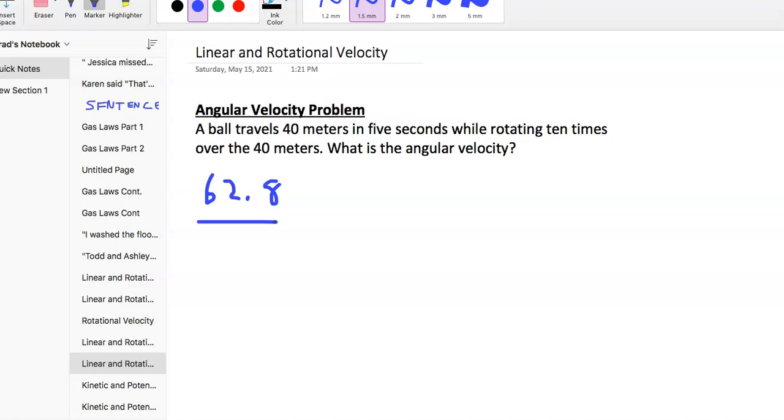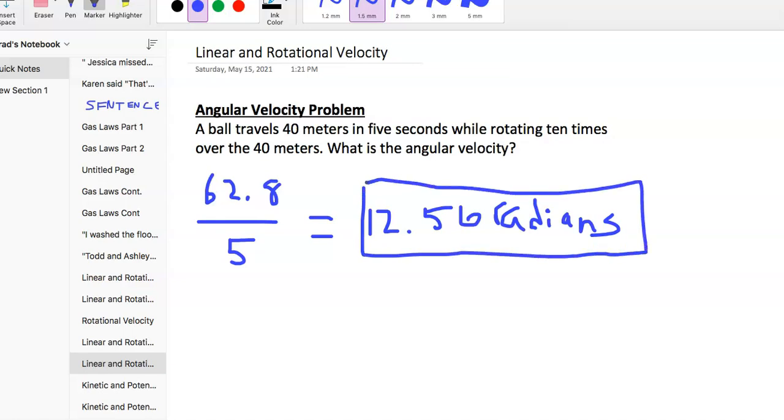Divided by time. And since the total time is 5 seconds, which it's been for all these problems, we have 62.8 divided by 5, and 12.56 is the answer. 12.56 radians per second is the angular velocity. So on this one, the key was remembering that angular velocity is angular displacement divided by time. Okay, so that gets us through all of the problems and all the stuff that we needed to know for linear and rotational velocity.